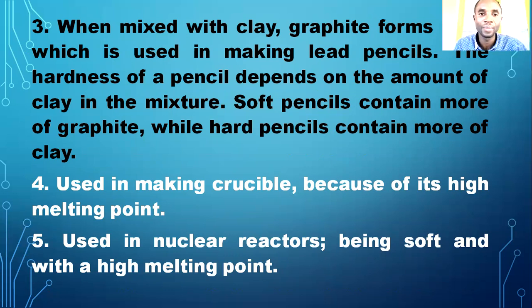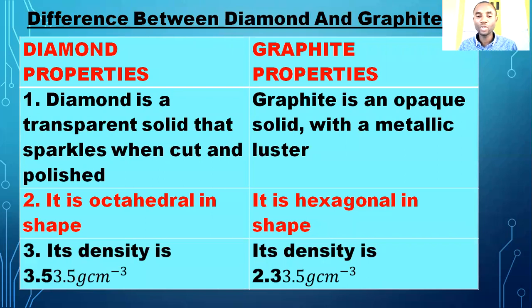All right, let's now compare the two of them. Based on what we have talked about so far, we can differentiate carbon, diamond from graphite. The two of them are all carbon, but different allotropes. Now, diamond is a transparent solid that sparkles when cut and polished. But graphite is an opaque solid with metallic luster. Diamond is octahedral in shape, while that of the graphite is hexagonal in shape.